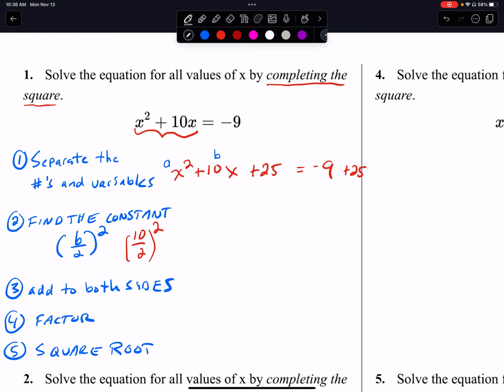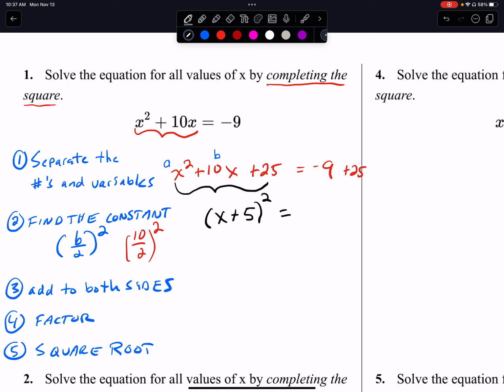Now, the reason I do that is that this is now a perfect square trinomial. What do I mean? Well, x plus 5 quantity squared is what it breaks down to. Why is that the case? You know that 5 times 5 is 25, and then 5x plus 5x is 10x. That's the point behind this: we wanted to complete the square so we can get a binomial squared.